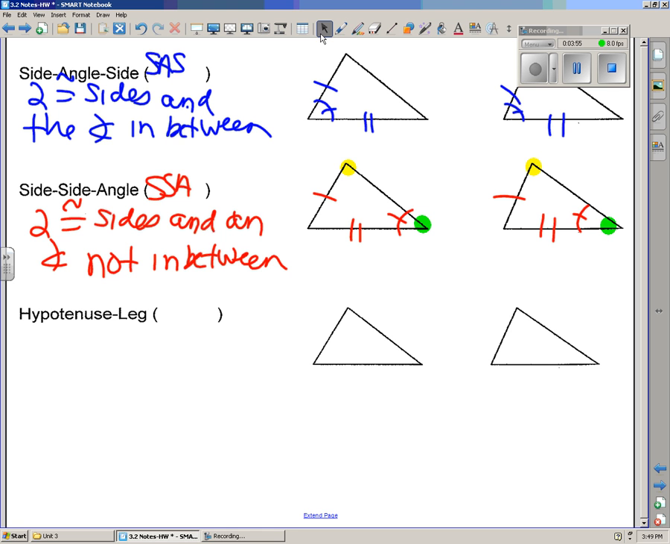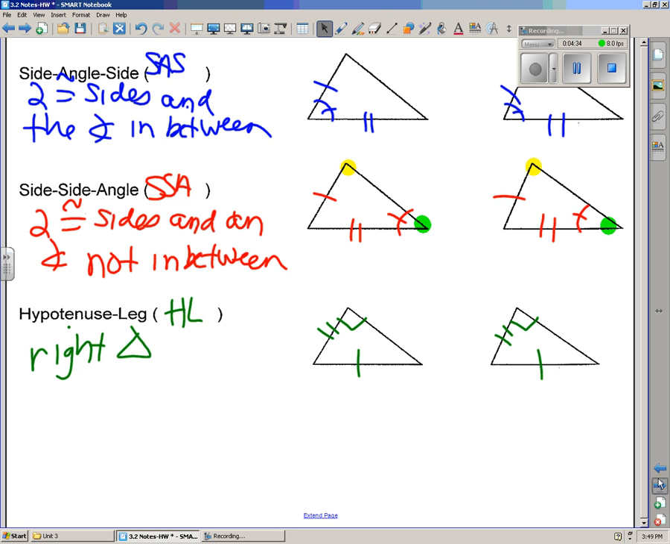Hypotenuse leg is HL, and the fact that they're talking about the hypotenuse, you must have a right triangle. So let's make this the right angle. The hypotenuse is always going to be the side opposite the right angle, and there's 2 legs to choose from, a smaller and a larger. I'm going to go for the smaller for no particular reason. This looks like it would be an SSA problem, but it's not because you're in a right triangle. And in a right triangle, if a hypotenuse and a leg are congruent, the other leg must be congruent. So these are the 7 ways in which you can try to prove triangles congruent.